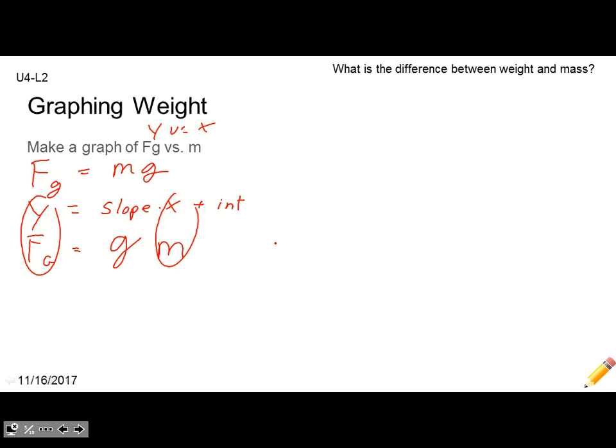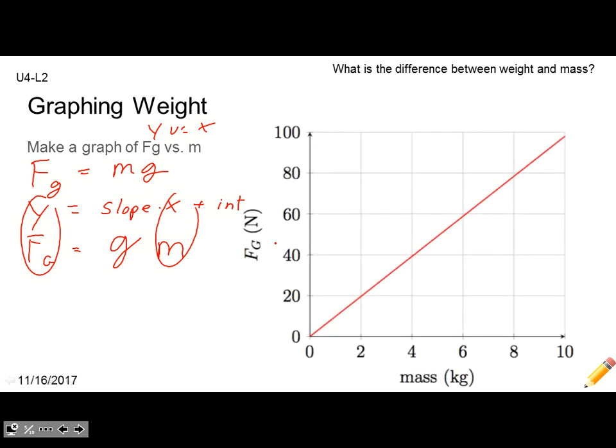But what we're saying is, and I'll throw up the graph here, if I make a graph of the force of gravity versus mass, I get a straight line. What does it mean that the y-intercept is 0? Melissa, what do you think that means?